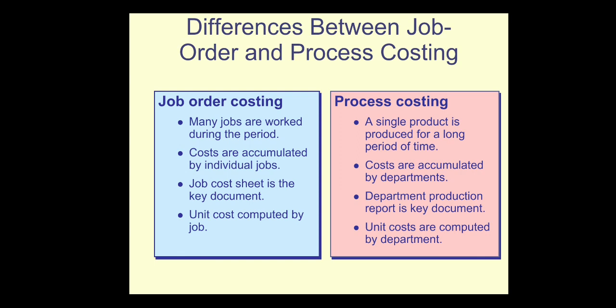And then the last point here, under job order costing, a business that uses a job order costing system, unit cost is computed by job. So maybe one job is a single unit. For example, a catering business. For a catering job, the job is a unit, a product. So the business has to calculate the cost per catering job.